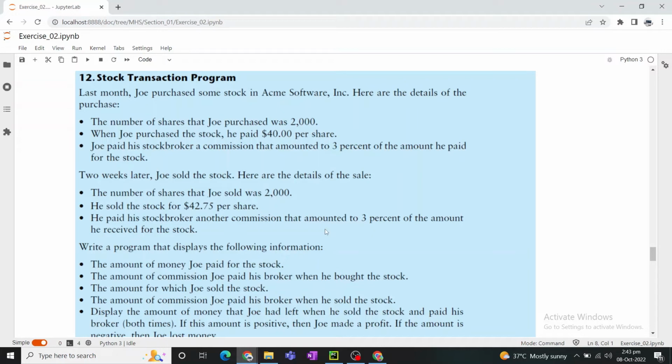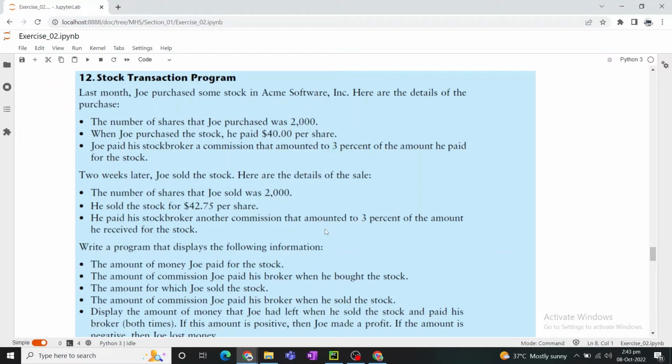Two weeks later, when the stock price moved up, you can see the stock he purchased at $40, and when he was selling the total number of shares, that were 2000, he is now selling the stock at $42.75 per share, so the amount increased by 2.75 in 2 weeks.